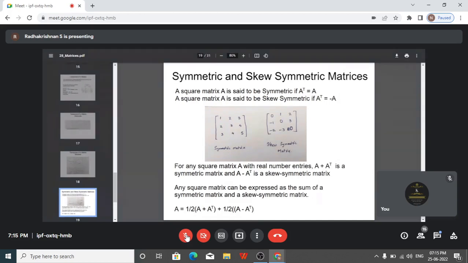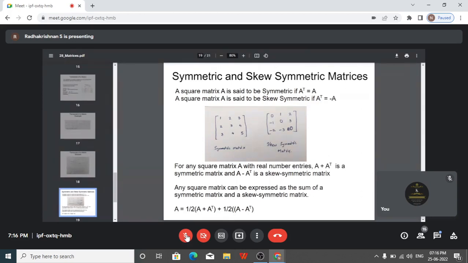And that is also represented as A transpose is equal to A. Right? So it is in this form. Okay. Now, if A transpose is equal to minus A, then that matrix is called a skew symmetric matrix. In a skew symmetric matrix, the transpose, all the terms should become the negative of the original matrix.